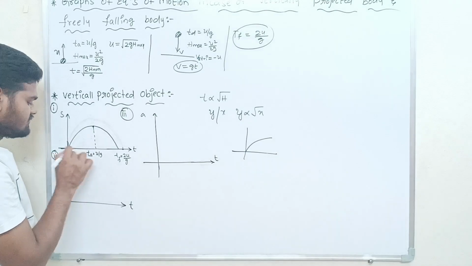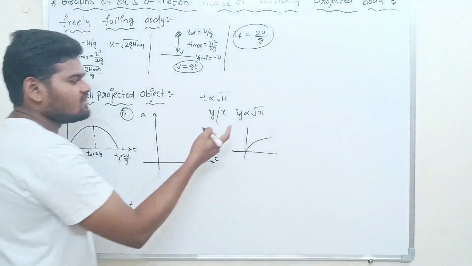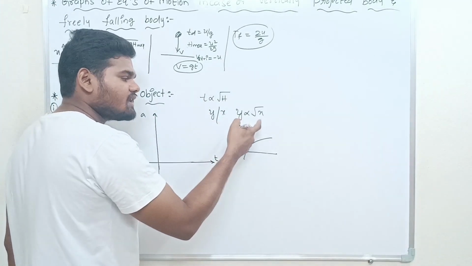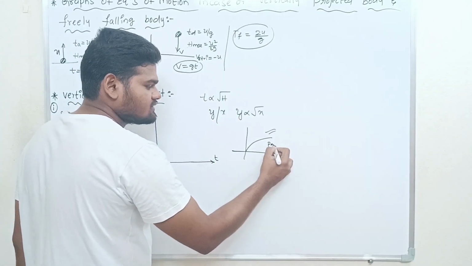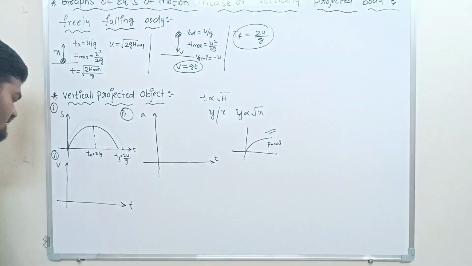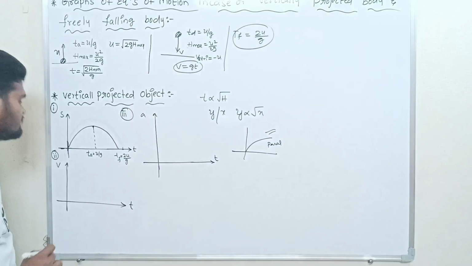Are you getting, ma? So why did we get a graph like this? Because t is proportional to root h. So y proportional to root x graph is a parabola. So that's why we got the graph like this. Are you getting? Any doubts? Right. So let us come to the second graph.